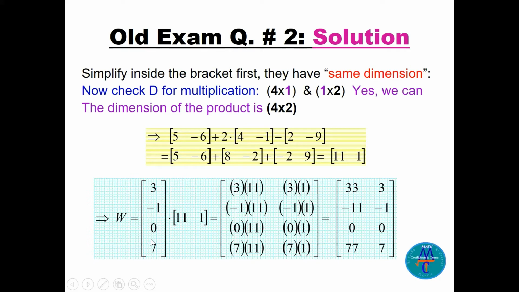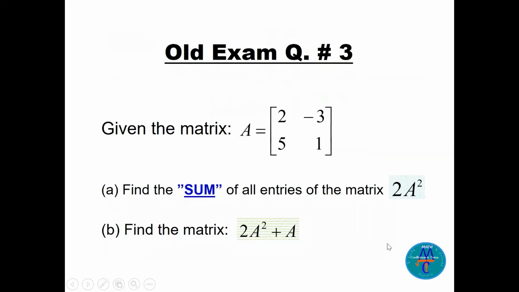This is 4 by 1, you see 4 by 1, and this one, the result here, 1 row by 2. So these numbers match, then I can multiply to find W. So W will be 4 by 2, the dimension. So I take row by column, see I put the details here, row by column, and then row by column, 3 times 1. Another row 2, row by column, until I get 33, 3, minus 11, minus 1, 0, 0, 77, and 7. This is W.